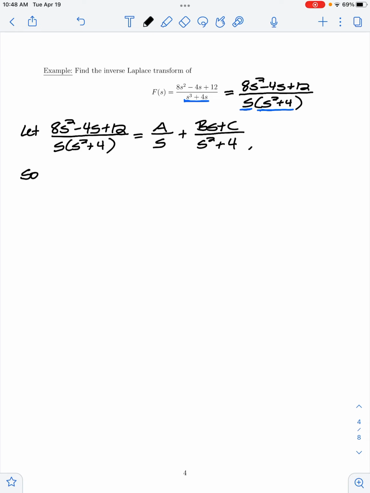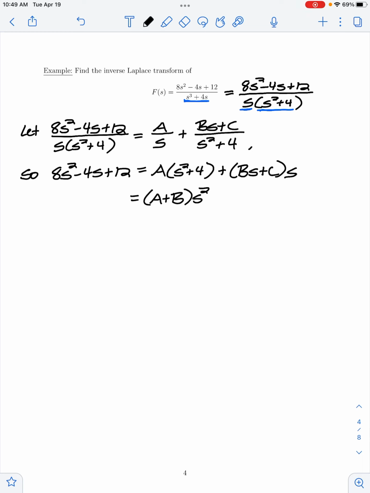So multiplying both sides by my common denominator, s times s squared plus 4, I have 8s squared minus 4s plus 12 is equal to A times s squared plus 4 plus Bs plus C times s. Expanding on the right-hand side and collecting like terms, I have A plus B s squared plus Cs plus 4A.